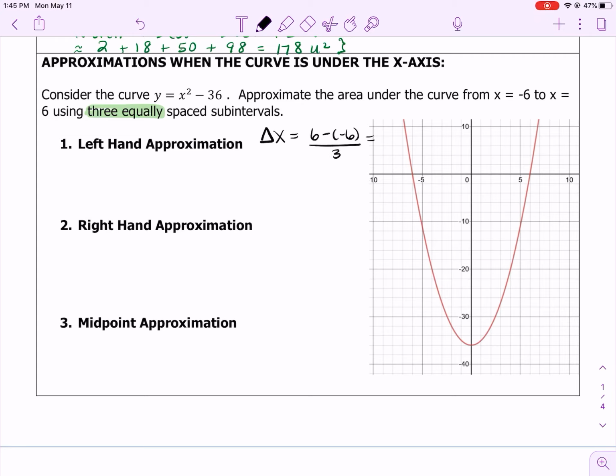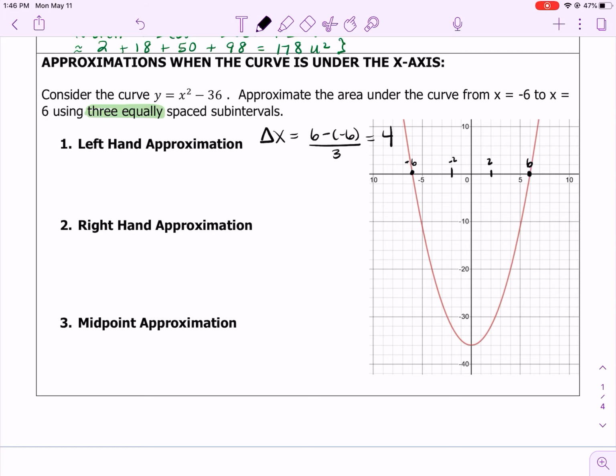So in this case here, we are going to have 4, okay, because it's 12 divided by 3, or 4 is going to be the width of each of those rectangles. So if I'm starting at -6 here and I go over 4 units, that's going to stop me at -2. That was -6. And if I go over 4 more units, that brings me over to 2. And if I go over 4 more units, that brings me to +6.